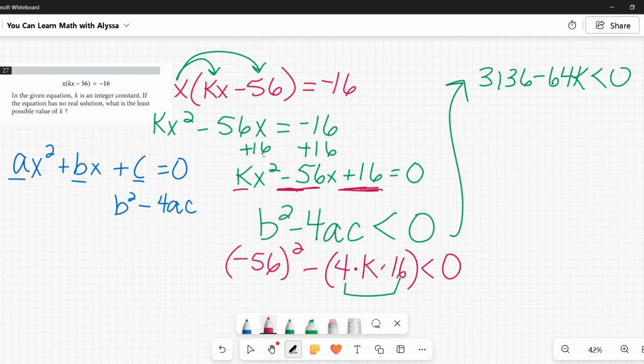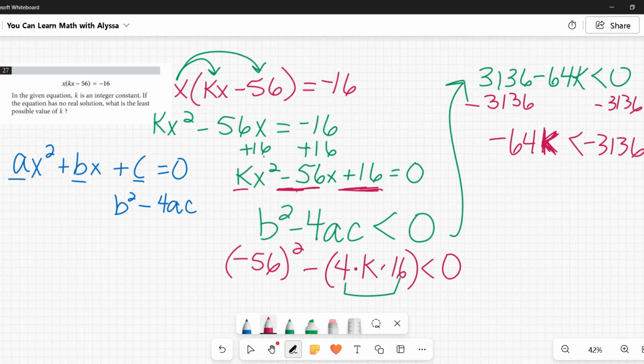First, I am going to get rid of that 3,136. I'm going to subtract it from both sides to end up with negative 64k is less than negative 3,136.